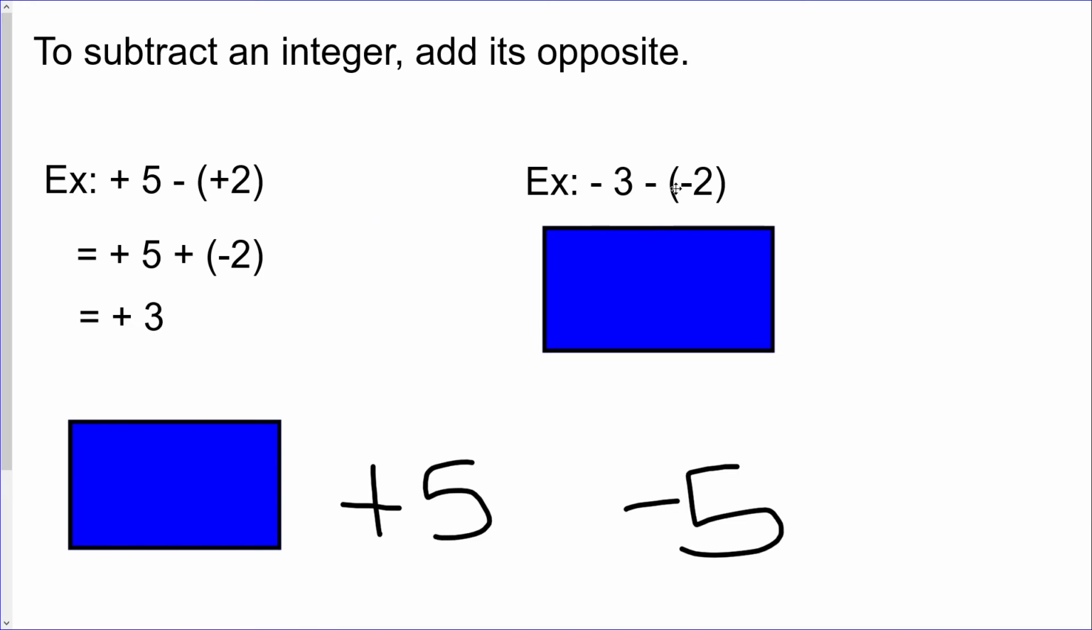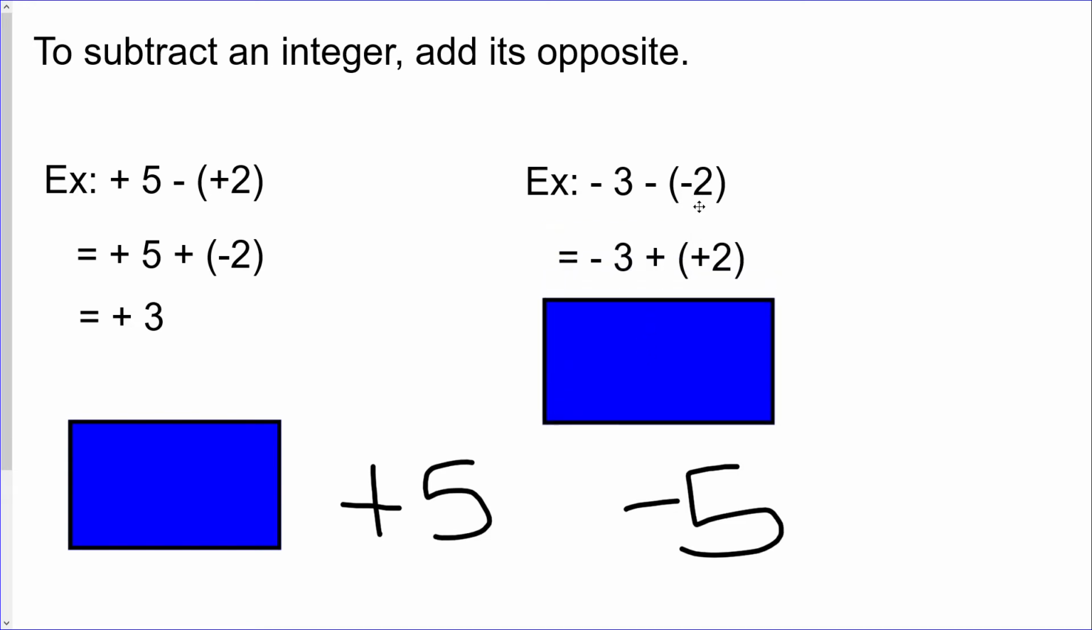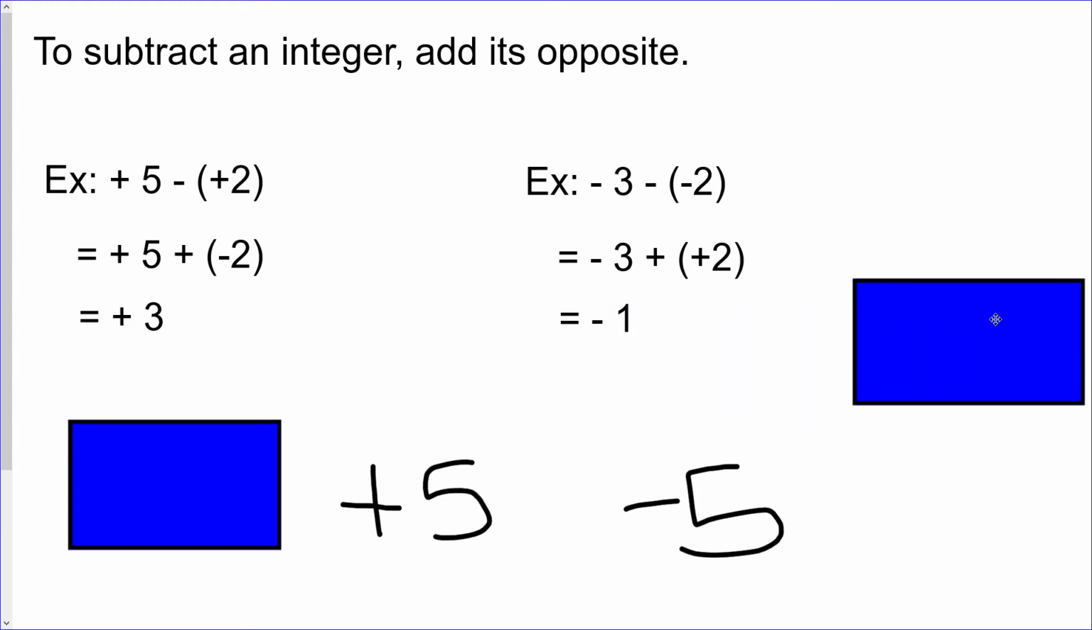So same process. We're adding the opposite. So we turn it to a plus sign and change our negative 2 to its opposite, which is plus 2. So now we have negative 3 plus positive 2. So adding the opposite. Okay, and that ends up with negative 1. So starting at negative 3, move 2 in a positive direction.